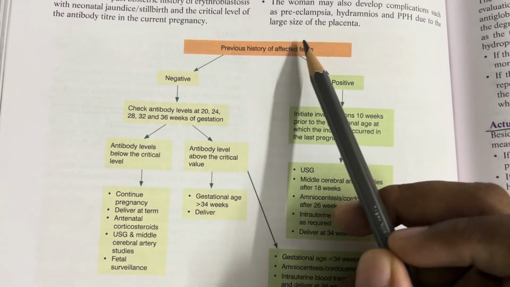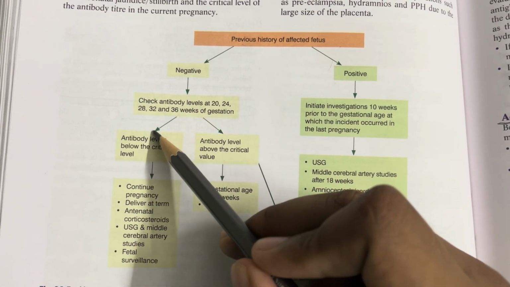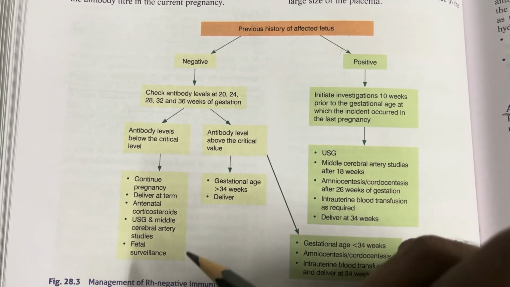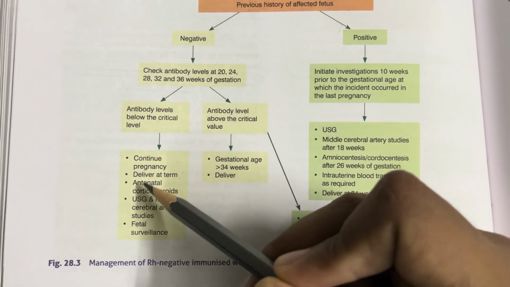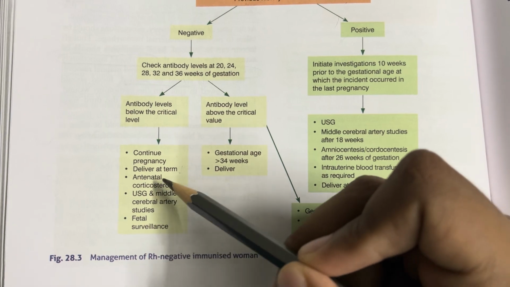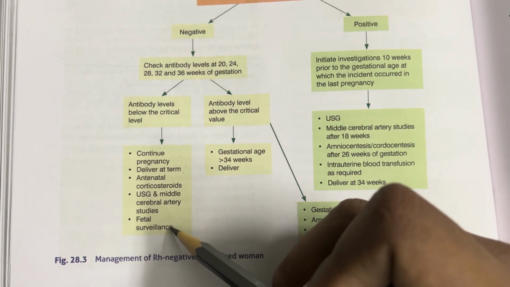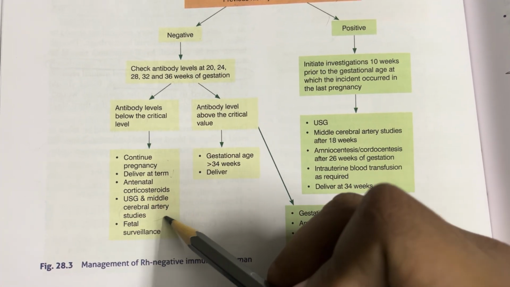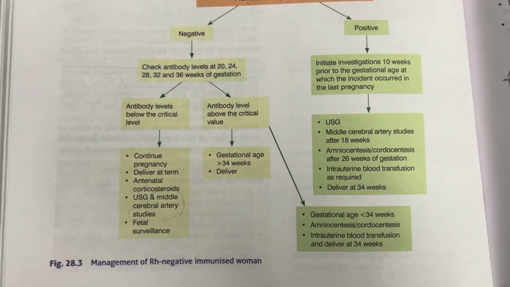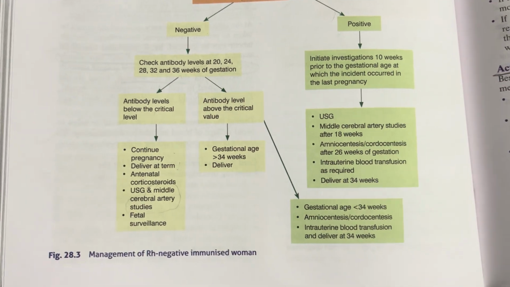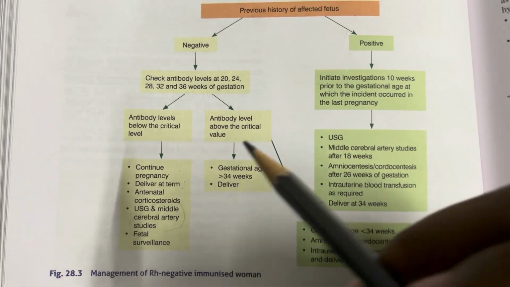If the previous history is negative, then you check the antibody levels. If the antibody levels are below the critical titer of 1:16 or 1:32, then you continue the pregnancy and deliver at term, at 40 weeks, but also give antenatal corticosteroids, and keep assessing the baby with ultrasound and fetal surveillance. Middle cerebral artery Doppler is done for peak systolic velocity assessment, which is an indicator of anemia. Even if there is no fetal anemia, you keep monitoring with MCA Doppler.